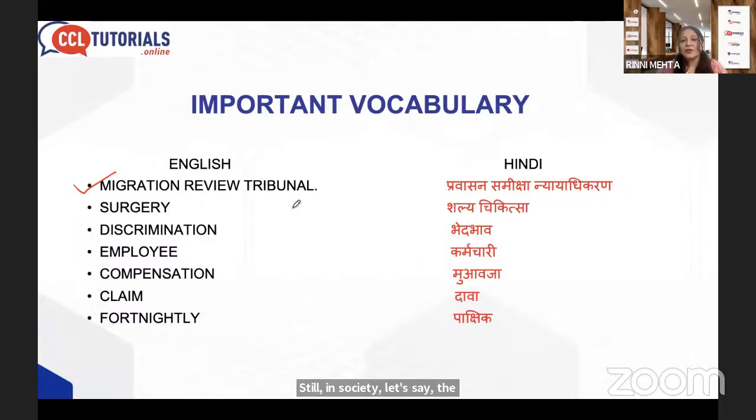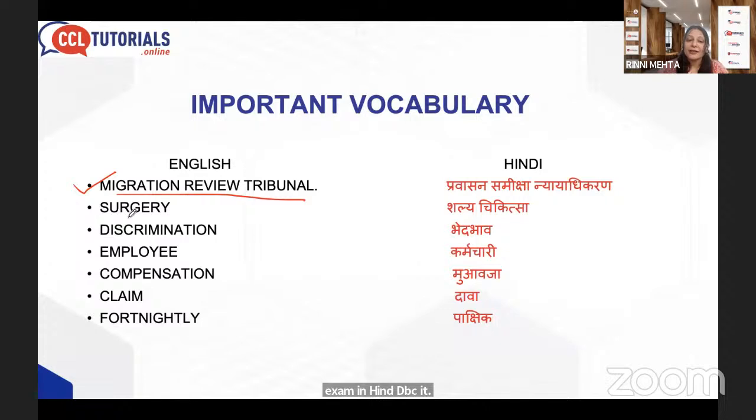So the person can go to the court and the court can discuss their visa, why they got rejected. And the court can then take again all the important documents and decide whether the person should be given the visa or not. So that court is named Migration Review Tribunal. And you can get this in your exam. In Hindi, we say it as Pravasan Samiksha Nyayadhikaran.